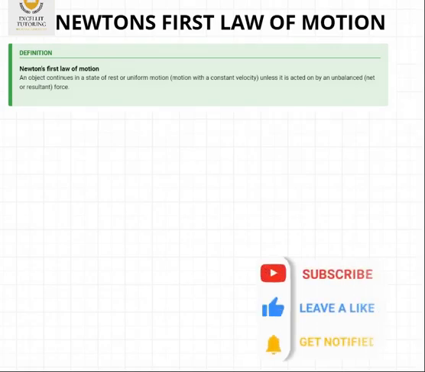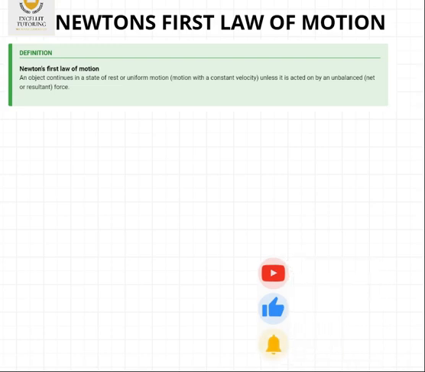Okay guys, in this tutorial video we are going to be looking at Newton's first law of motion. Now according to Newton's first law of motion, it says that an object continues in a state of rest or uniform motion, which is motion with a constant velocity, unless it is acted upon by an unbalanced or a resultant or net force. So now let us look at the keywords there.